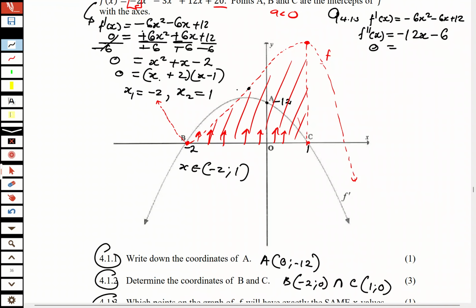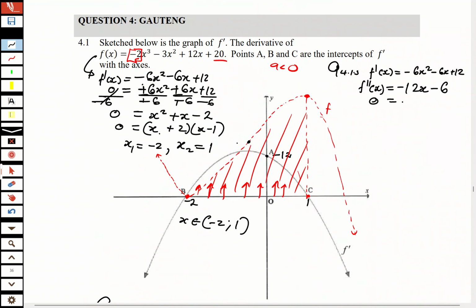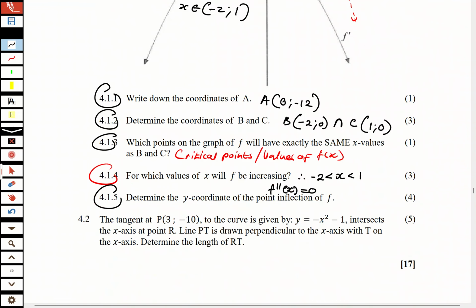Equate this to 0. Remember, I said equate this to 0, and then you solve for x. So this is negative 12x minus 6. Take this negative 12x to your left. So I'm just going to take this to the left. Divide both sides by 12. So 6 goes into 12 how many times? Two times, or twice. So x is negative 1 over 2, but you're not done.